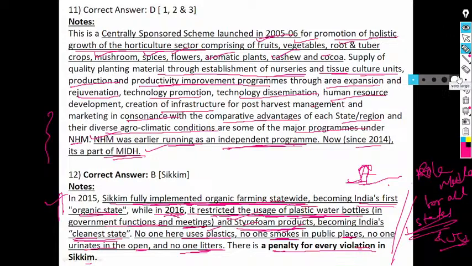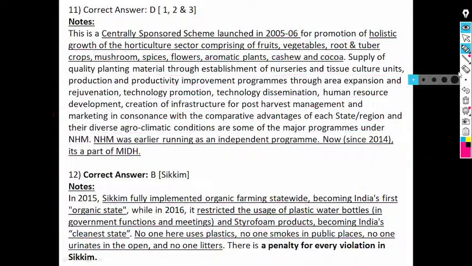Sikkim is a completely organic state, and many of the places are equipped with CCTV cameras to trace out violations also. Okay, next, देखिए.